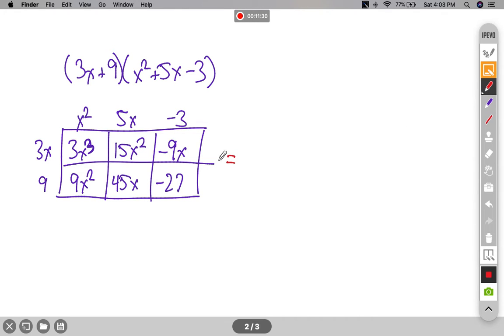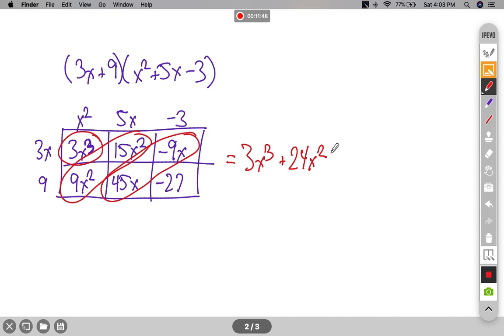Now we pull out our answer. We have an x to the third. X squared, I got 2 of them here. So 15 plus 9, 24. X's, I again have 2 of them. So 45 minus 9 is 36. And I finally have a negative 27 on the end.